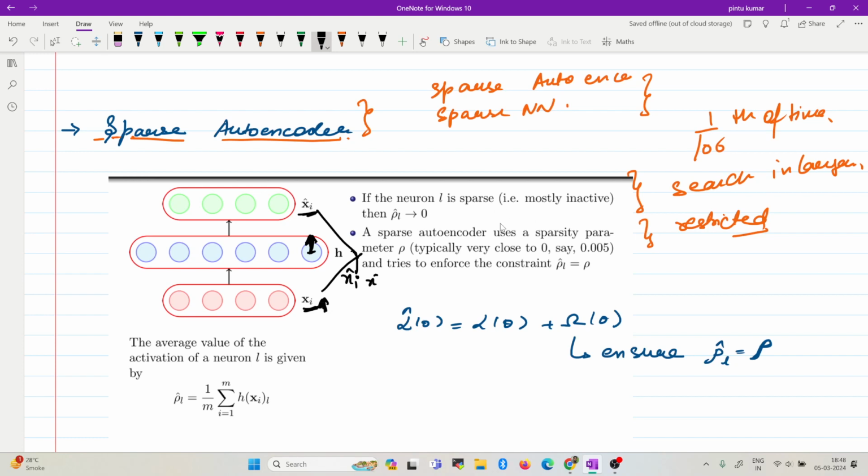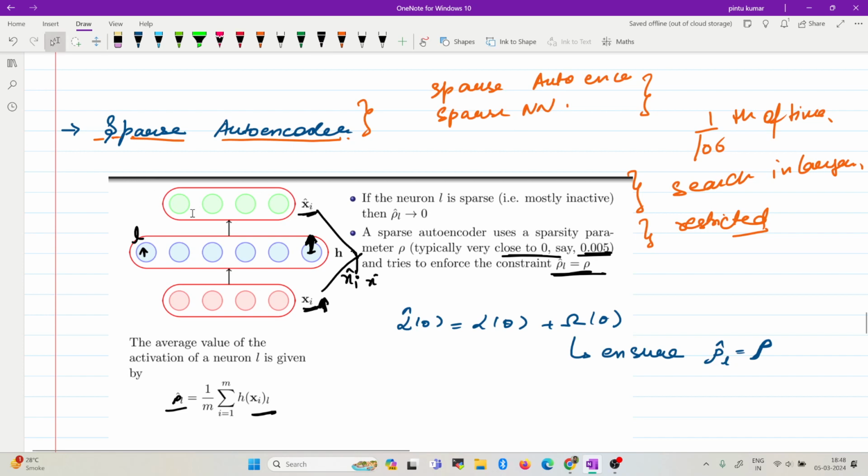Okay, so let's say this is my neuron L, then this rho L represents the number of times my neuron has fired. So this is the fraction of time my neuron has fired, and we want it to be very close to 0. Let's say we want it to be 0.005. Okay, so what we want is that my rho L should be equal to rho.